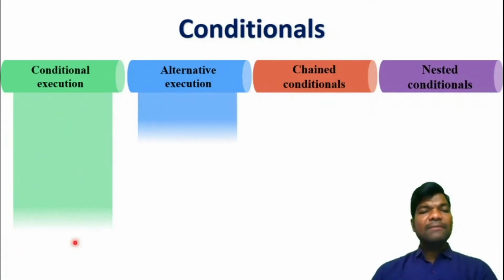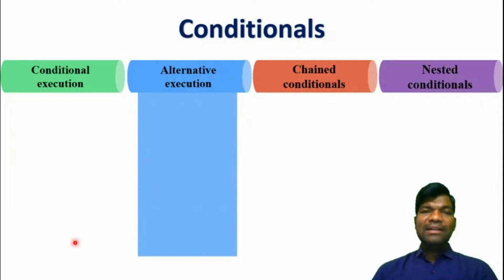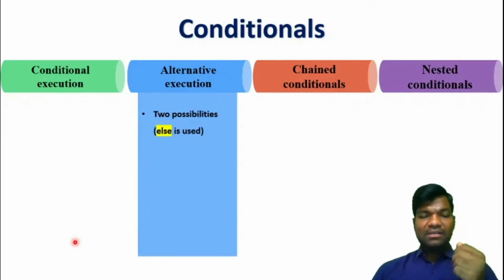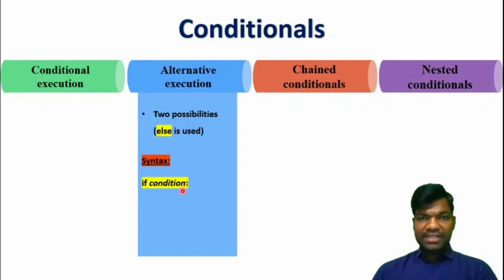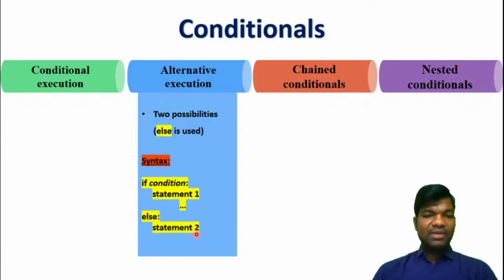Now coming to the second one, alternative execution. Here two possibilities are there, so else is used. Coming to the syntax: if condition, as usual, if this condition is true, statement 1 is executed. Else means if this condition is false, statement 2 is executed. Let's check the examples in the Jupyter notebook.